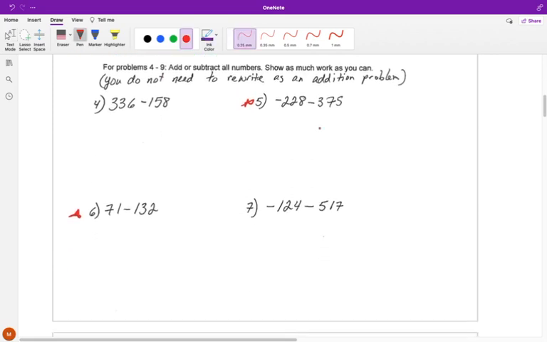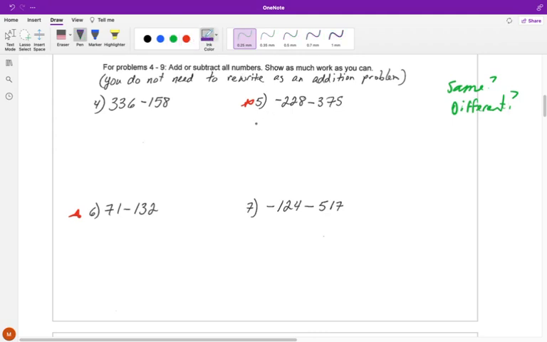All right, so this one you don't need to rewrite, you're just adding or subtracting. If it helps you, then by all means do it. But the first question we ask ourselves, are the signs the same or different when we're adding or subtracting? And we see that they're both negative. So when they're the same, all we do is just add.